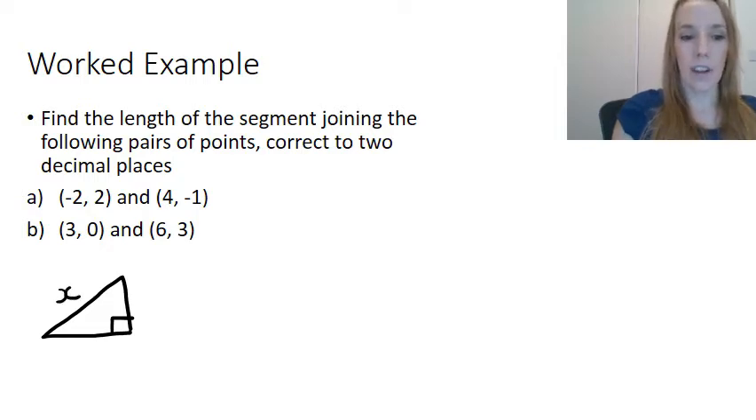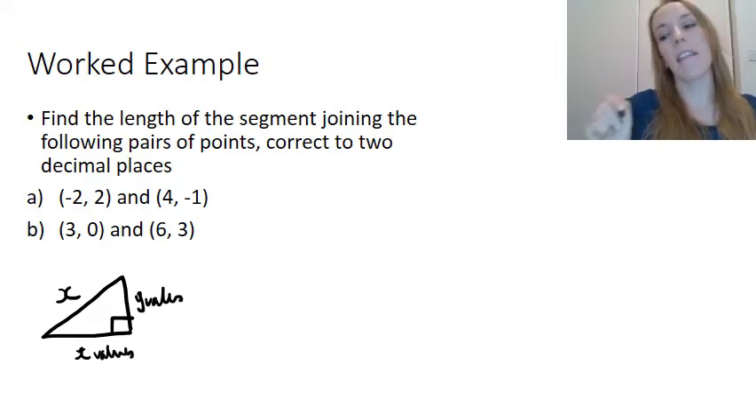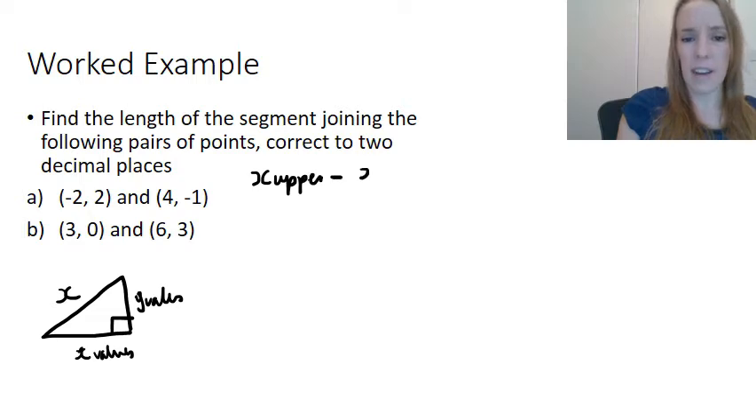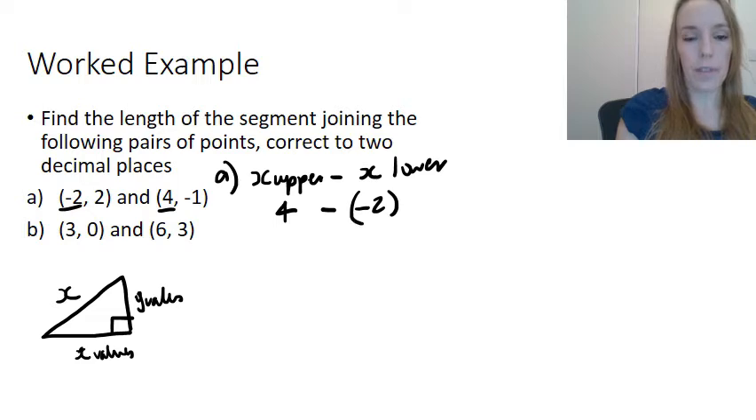And right now we're trying to calculate the value of this and the value of this. Remember, our horizontal one is our x values and the vertical one is our y values. To calculate that, we have to do our upper value minus our lower value. So for x, it's our x upper minus our x lower. For A, our upper x value is 4, so it's going to be 4 subtract negative 2. 4 subtract negative 2 is the same as 4 plus 2, which is 6. So our horizontal value here would be 6.